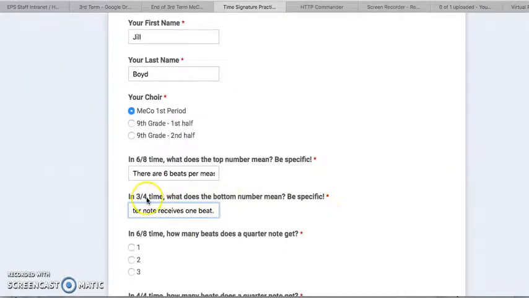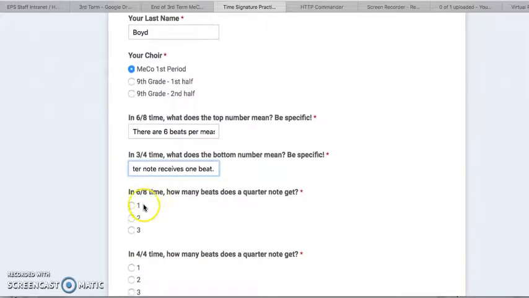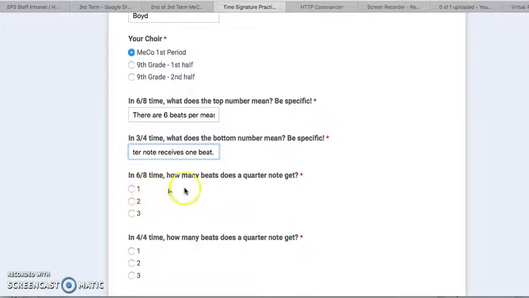If the 8 was on the bottom, the 8th note would receive 1 beat. If the 2 was on the bottom, the half note would receive 1 beat. If there was a 16 on the bottom, the 16th note would receive 1 beat, and so on and so forth. In 6/8 time, how many beats does a quarter note get?